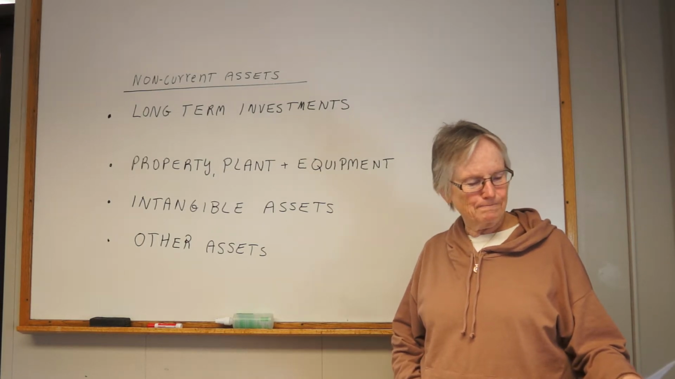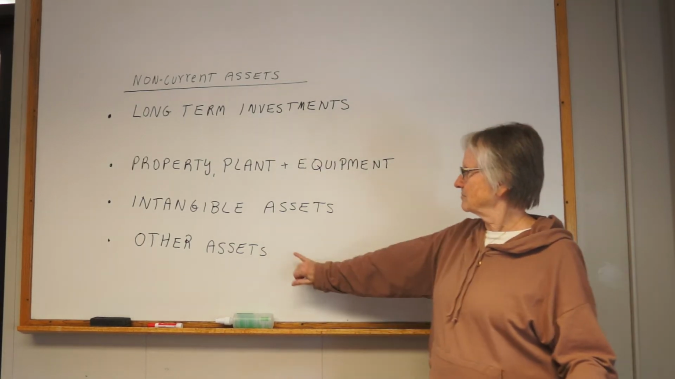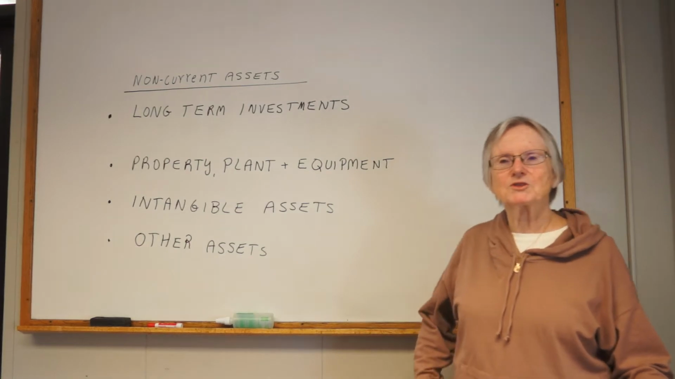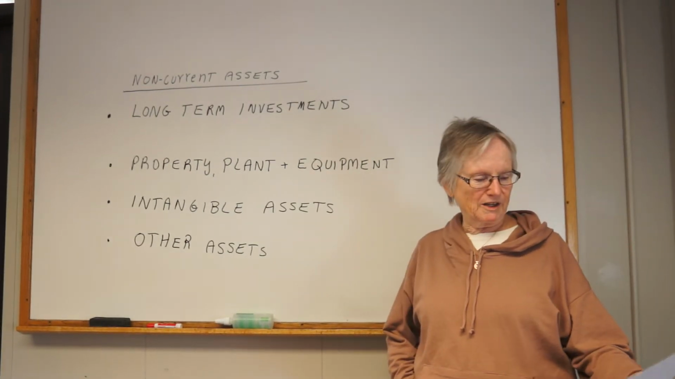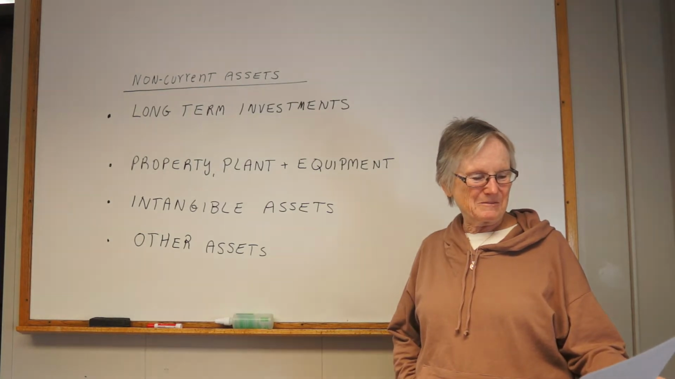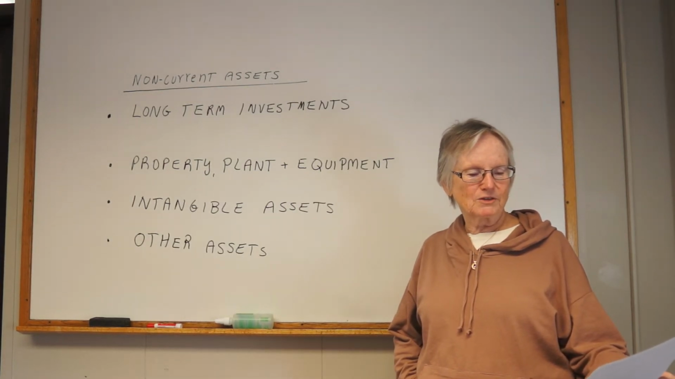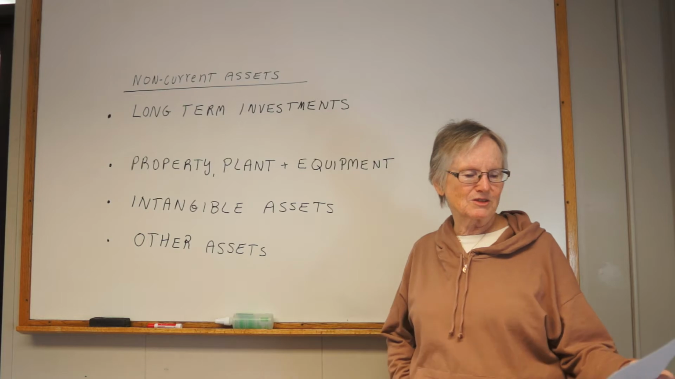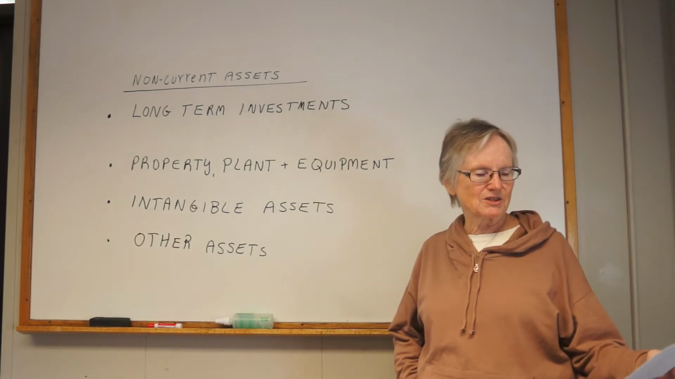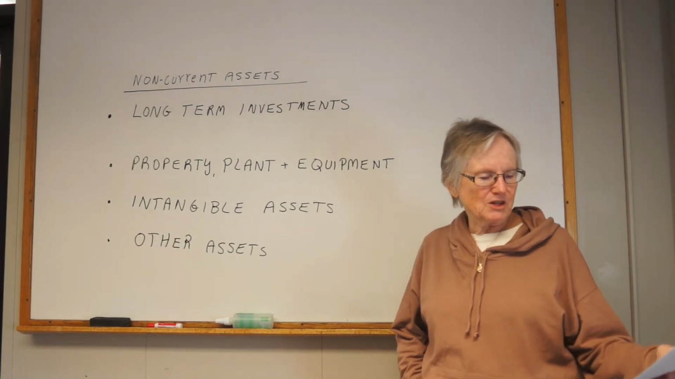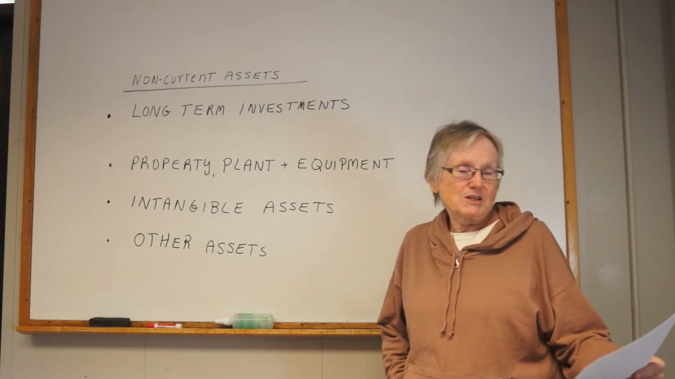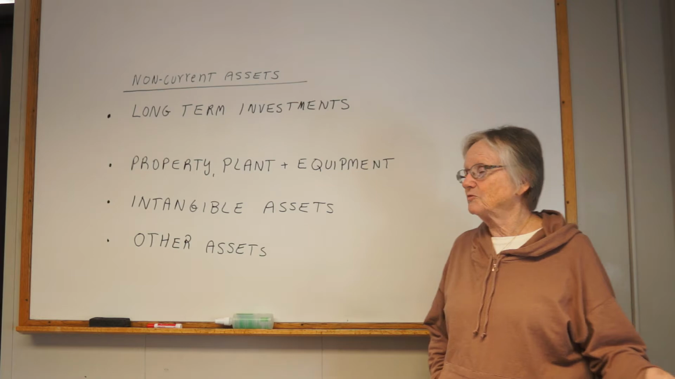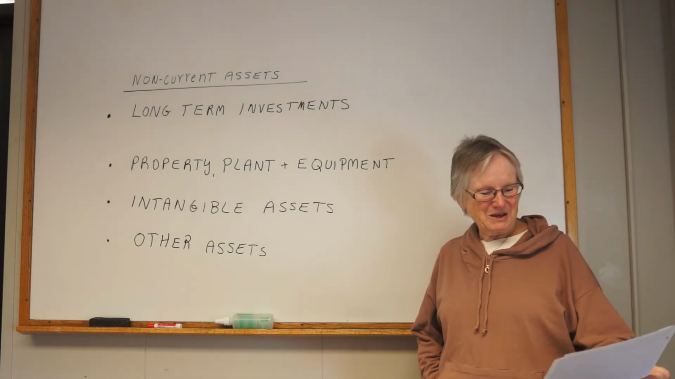Okay, other assets is basically a catch-all for things that are not material enough or just don't fit well anywhere else. So you could have some long-term prepaid expenses, deferred income taxes, and various other things. And so it should only be used for items that don't fit anywhere else.